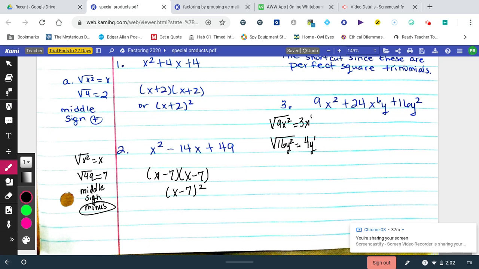Now, what is the middle sign? Well, the middle sign in the original problem is a plus. Now I need to go back right here to the original. All right, so you're just going to use these square roots in your factors. 3x plus 4y. I don't like the way that's writing.